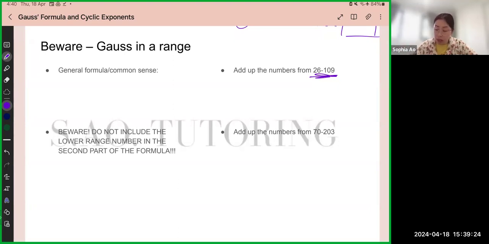Okay, but anyways, you might have to do something like this. Now, this is not good for us because we're used to n times n plus 1 on 2. But we know that if we wanted to find the total from 1 to 109, we would go 109 times 110 divided by 2. But now we have this pesky little range over here. We have all this stuff before the 26 as well. So we have to sit down for a moment and we have to consider, well, how are we going to deal with this? How are we going to make sure that we count up exactly what we want?